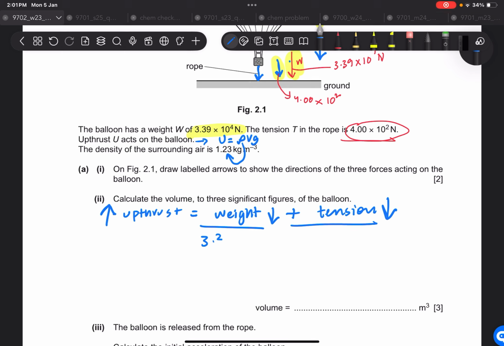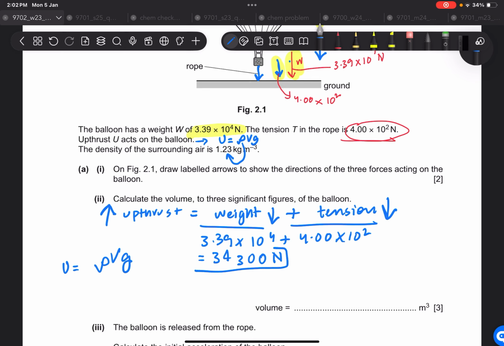What's my weight? 3.39 into 10 raised to power 4 plus 4.00 into 10 raised to power 2, and that gives me my upthrust, which comes out to be 34300 newtons. That's my upthrust. And now I know the formula of upthrust: upthrust equals rho Vg. This was my upthrust that came out, so I put my upthrust over here.